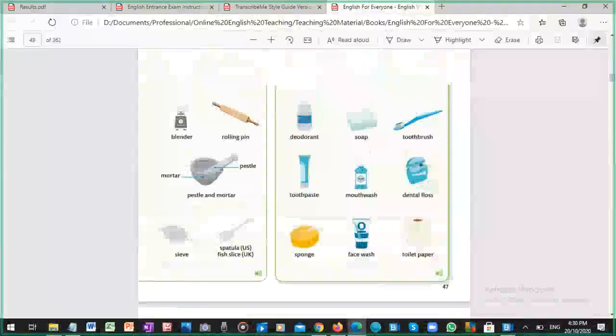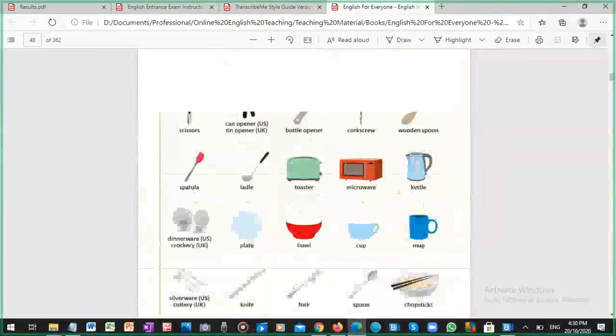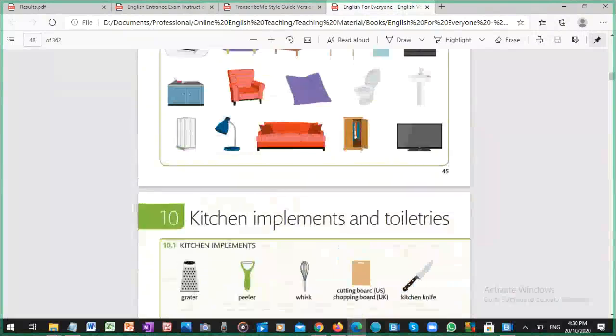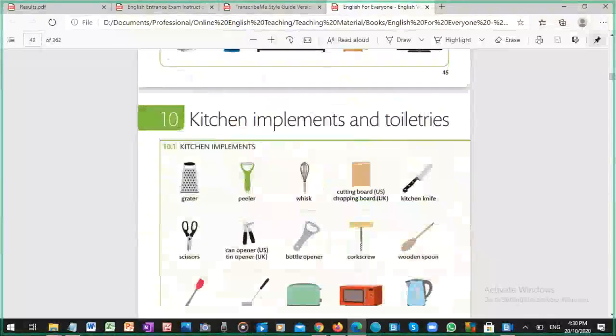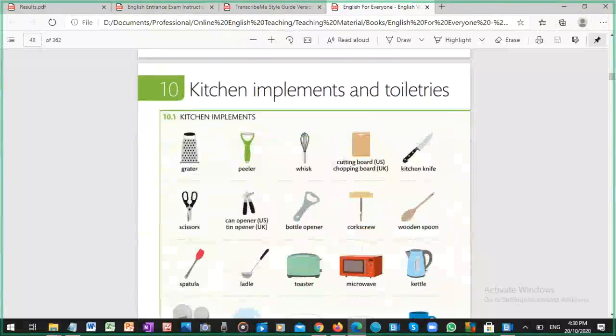Okay, we were somewhere here now. So, let's look at kitchen implements and toiletries.